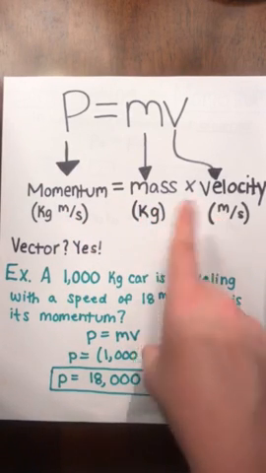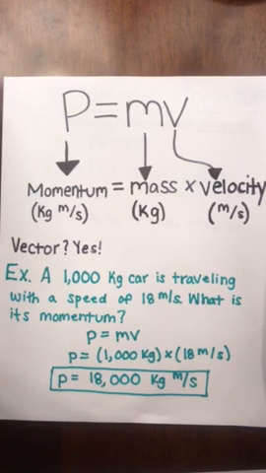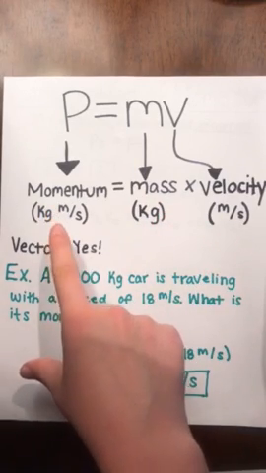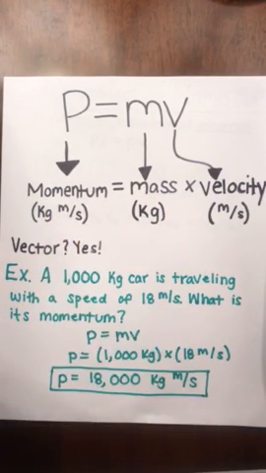velocity. So because the units for mass are kilograms and the units for velocity is meters per second, if you multiply these together, we get the units for momentum, which is kilograms times meters per second. It should also be known that momentum does have direction, so it is a vector quantity.